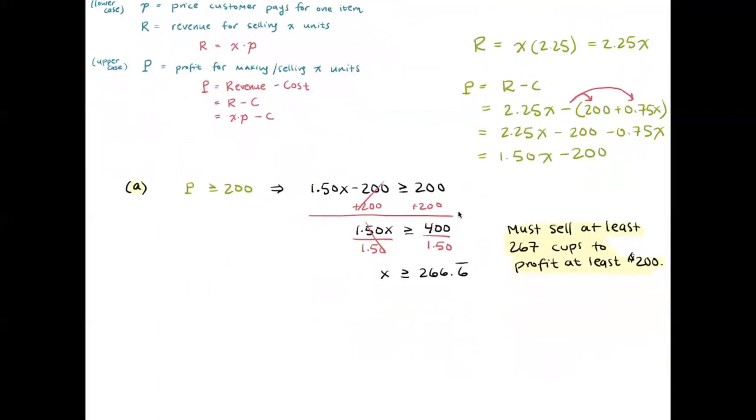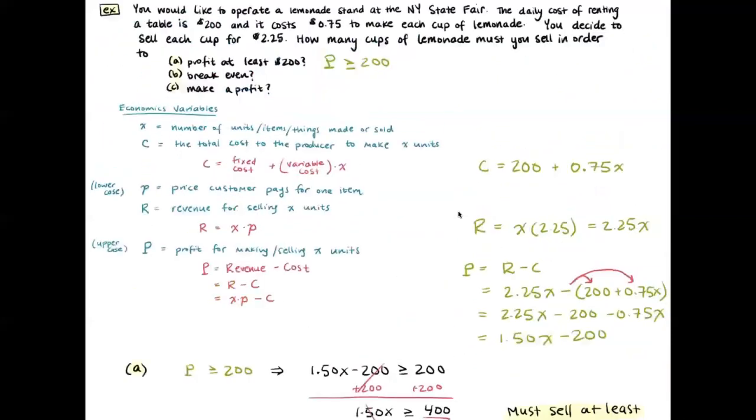All right, so part B asks us how many cups of lemonade must we sell in order to break even? Now that is hopefully exactly what it sounds like. Breaking even means that you don't profit anything, but you don't lose anything either. So in other words, your profit is equal to 0. Or in other words, your revenue and your costs are equal to each other. They just even themselves out.